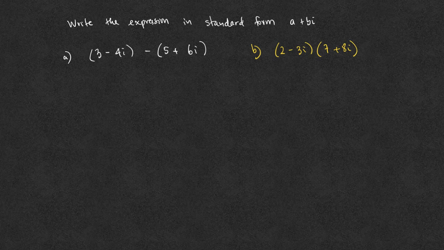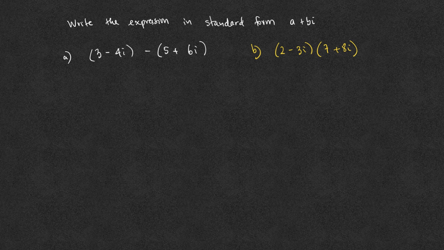Write the expression in the standard form a plus bi: 3 minus 4i, which is a complex number, minus the quantity 5 plus 6i, which is another complex number. To add or subtract complex numbers, we add or subtract component-wise. We add the real parts and the imaginary parts, or we subtract the real parts and the imaginary parts.